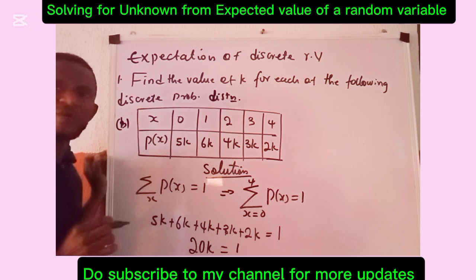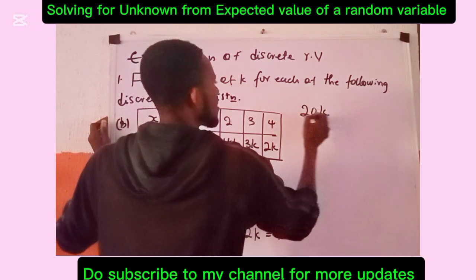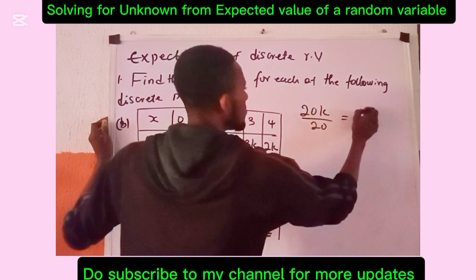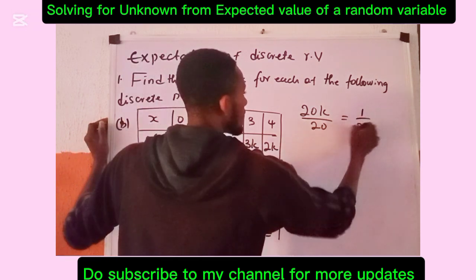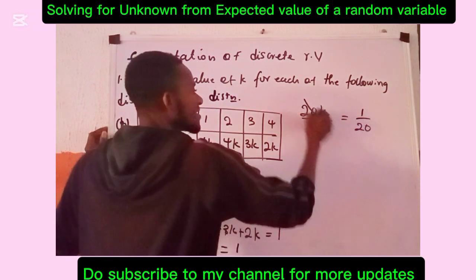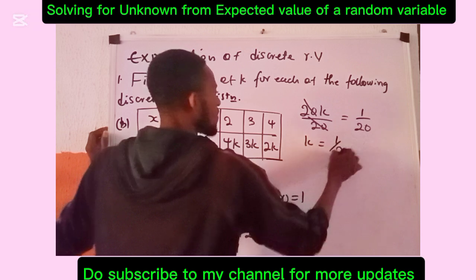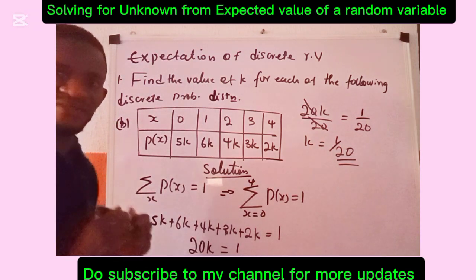Making k stand all alone, I will divide both sides by 20. So it is now going to be 20k all over 20 is equals 1 all over 20. So that this and this can go, and k is equals 1 all over 20. So this becomes the value of k.